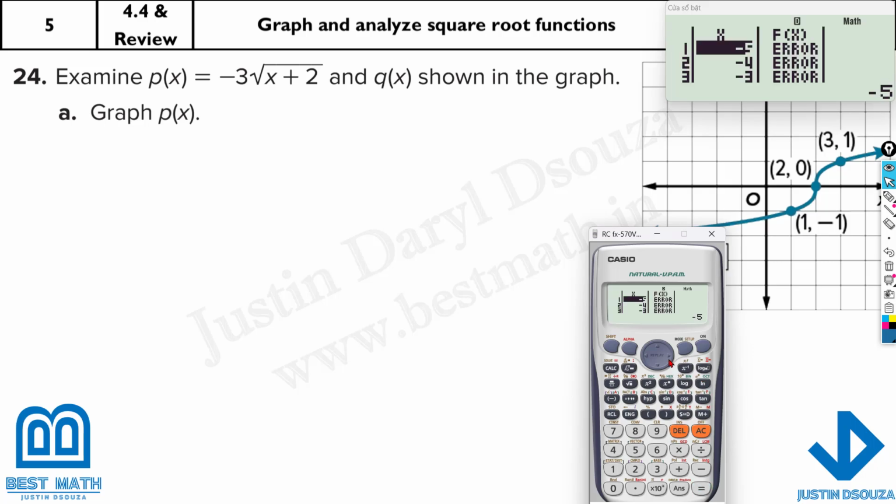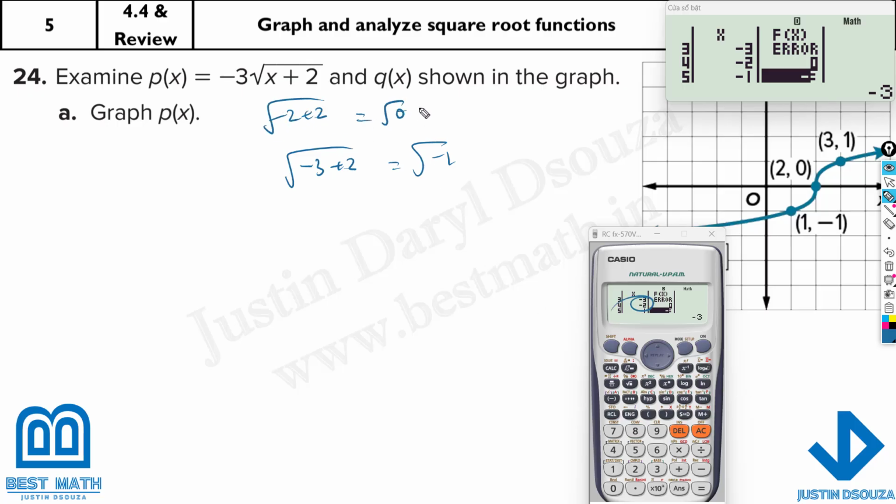And now let's start. Look here, this is a square root function. So here you can see there are plenty of errors, right? Why? Because when any number inside the square root is negative, it's imaginary. So therefore we get the error. Now let me show you. If I have minus 3 plus 2, what happens? It is square root of negative 1, error. But what about minus 2? If I put minus 2 plus 2, it's 0. Square root of 0 is 0 itself. So that is fine. Therefore, you have errors. Doesn't matter. Ignore those errors.